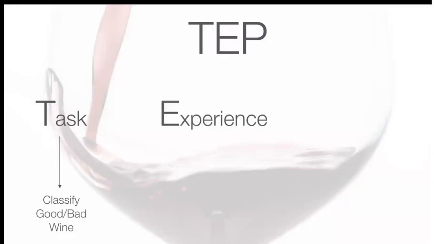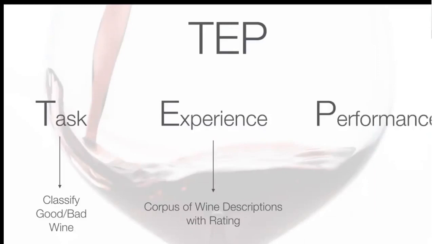The second is experience. Basically, I need to know what the history, the backlog of information, is that I'm starting with. In my case of wine predictions, I had a backlog of wine descriptions together with associated ratings that I could use in order to classify a wine as good or bad. And then P: I need to understand and define which performance I want to try to optimize. In this case, I want to optimize, for example, accuracy. And this is one of the several different performance metrics that you can use to measure different machine learning models.